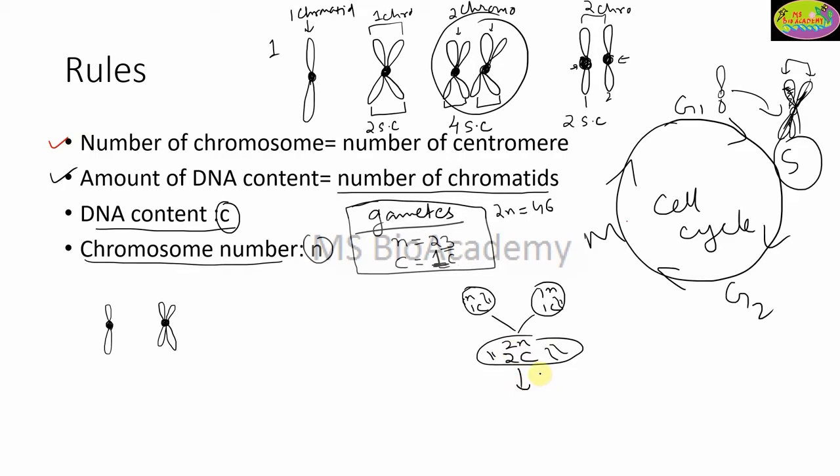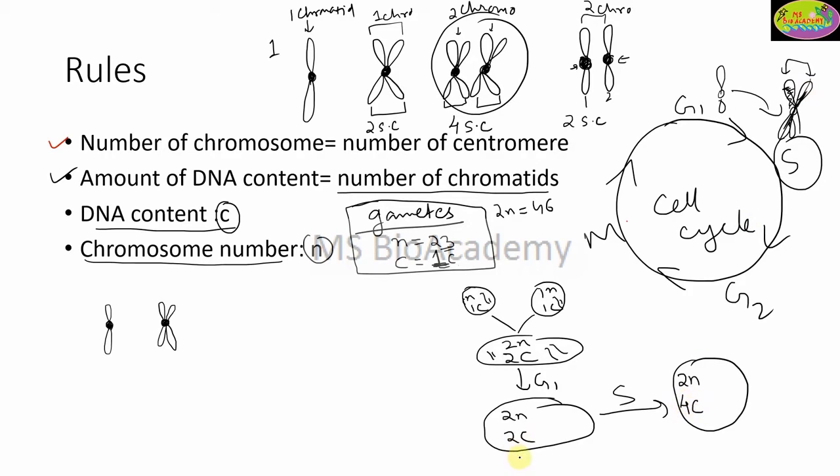Similarly, when this cell enters the G1 phase, what will the DNA content be? G1 phase is nothing but the growth phase, so there will be no change in the chromosome number and DNA content, so it will remain 2N and 2C only. But what about the S phase? In the S phase, as I have told you, DNA replication will take place, so the chromosome number will remain the same, 2N only, but since the DNA gets replicated, the DNA content will become, from 2C, duplicated to 4C.